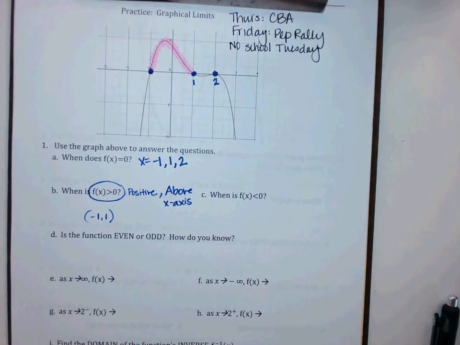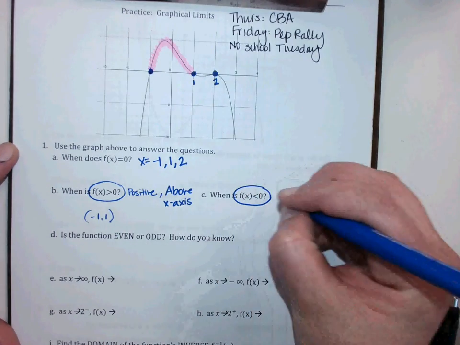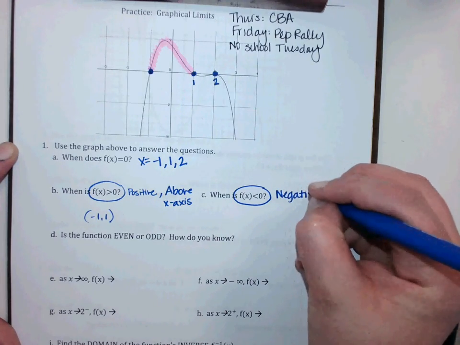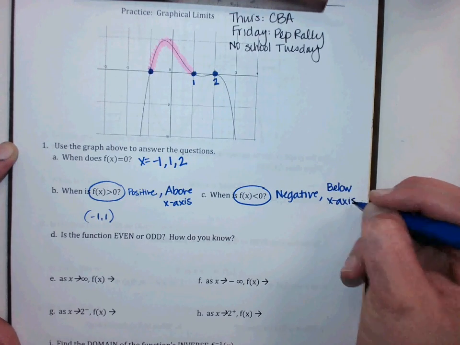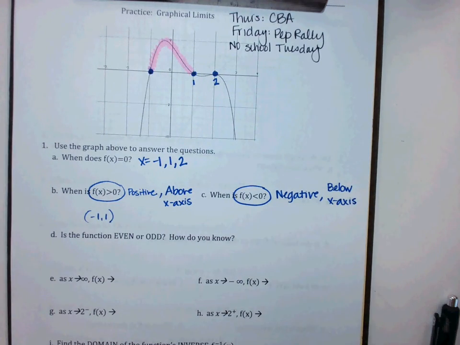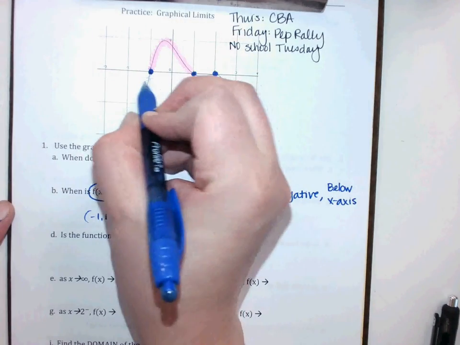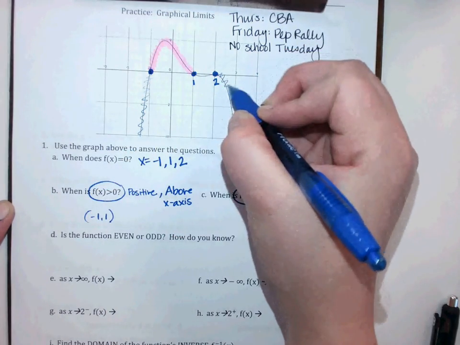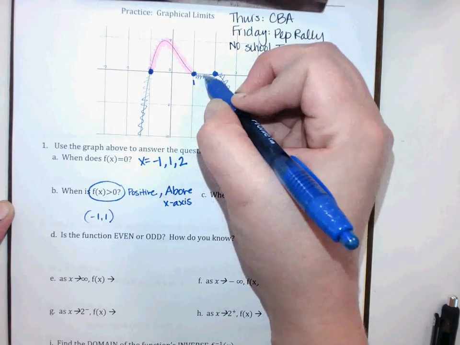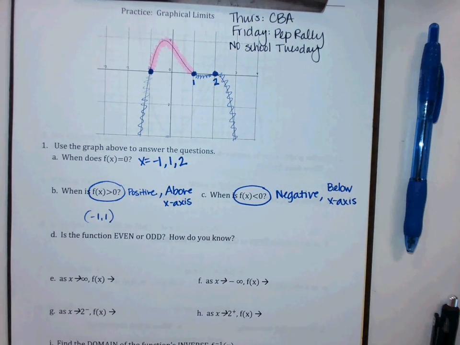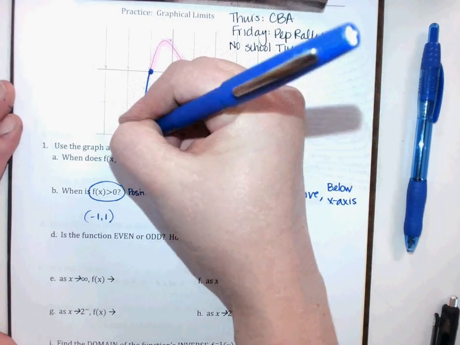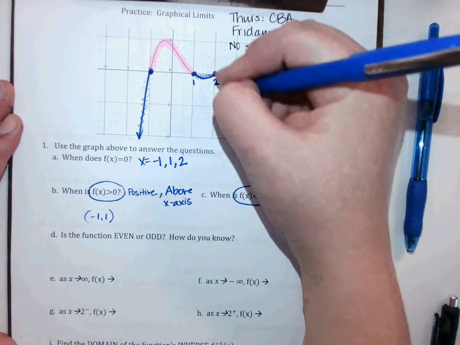Okay, now next I want to know when f of x is less than 0. Well, less than 0 means negative. Where should my graph be? Below the x-axis or down. Very good. So when I'm looking at my graph, I'm looking for my down sections. I have a down section here. I have one here. And I have one here. That little chunk right there. So how many sections of the graph are there? 1, 2, and then 3.